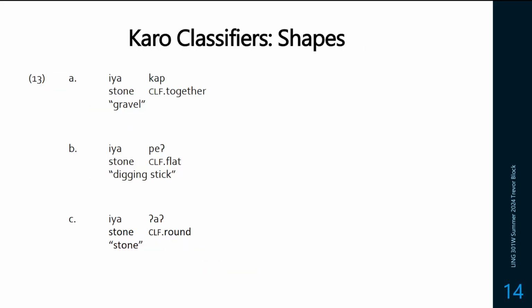So a typical example for any sort of classifier is going to be like different shapes, different forms. So here's an example where we have stone in each case. And depending on how we use classifiers to modify that noun, we're going to get different meaning. So when stone comes together, it's gravel. When stone is flat, it's a digging stick. When stone is round, it's going to just be a stone. So once again, these classifiers are not being forced by the noun to appear in a specific way to agree with it. It's just giving more information.